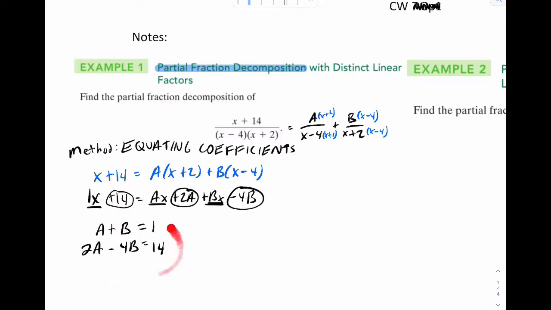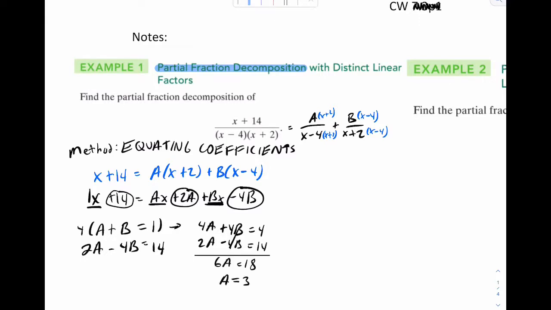And now look at this. I have a very nice system of equations. So I'm going to multiply this equation by 4. So now I have 4a plus 4b equals 4. 2a minus 4b equals 14. Let's cross that out. So 6a should equal 18. a is equal to 3, which means b must equal negative 2.